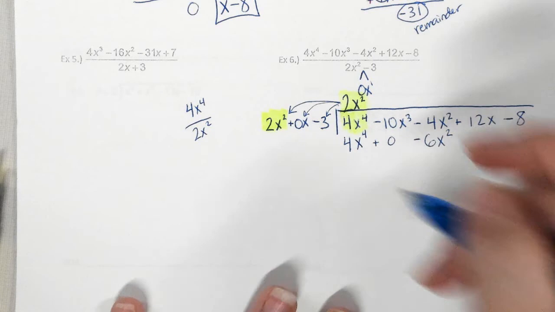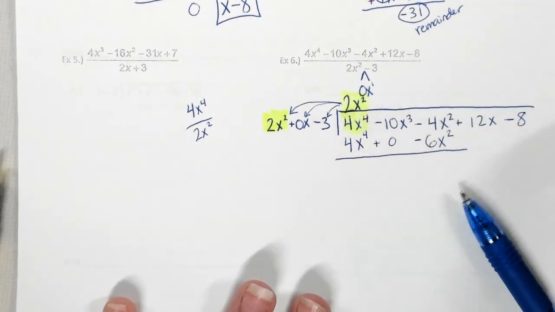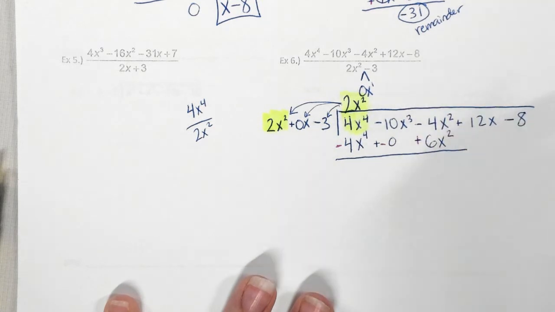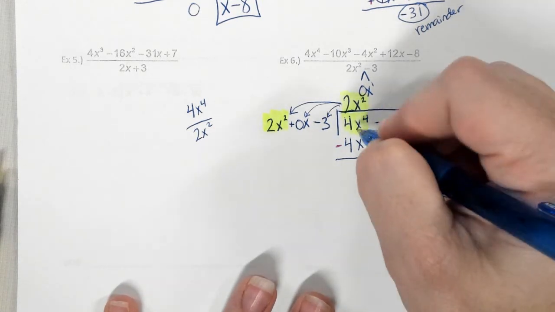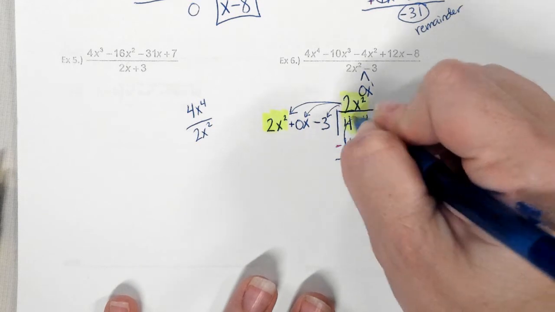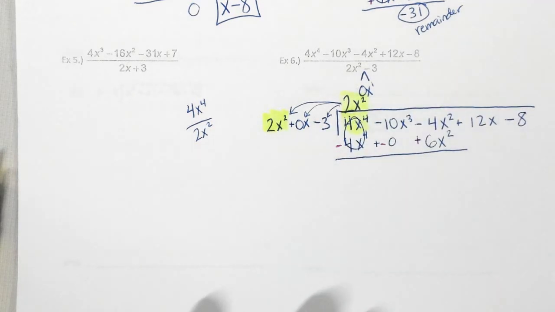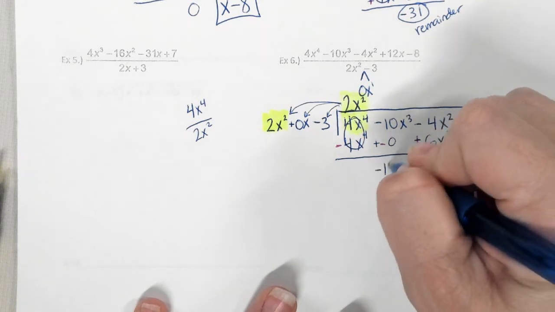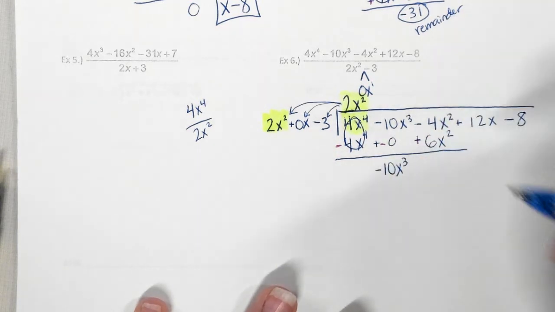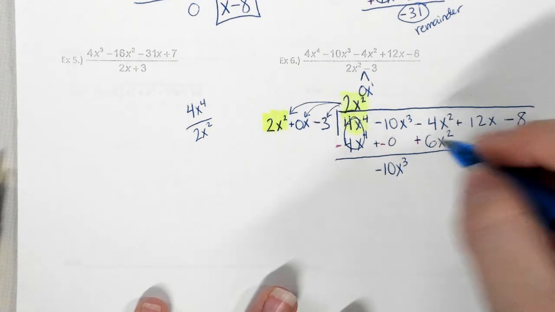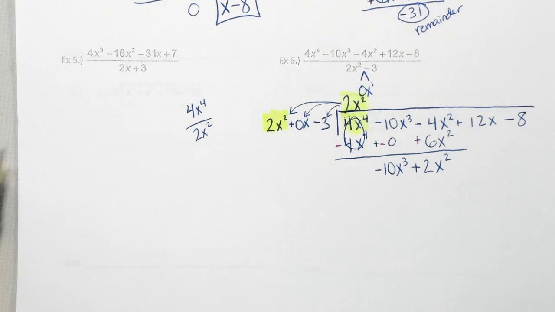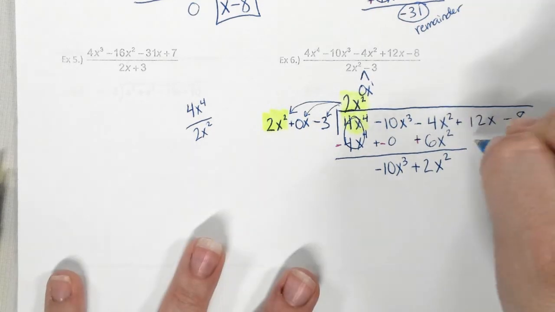Okay, so now what do we do? Subtract. So this becomes negative. Negative. 2 negatives makes it positive. 4x to the 4th minus 4x to the 4th zeroes out, which is what we wanted to happen. Negative 10x cubed minus 0 is just negative 10x cubed. Nothing changes. And then negative 4x squared plus 6x squared is positive 2x squared. Now what do I do? Bring down the 12x.